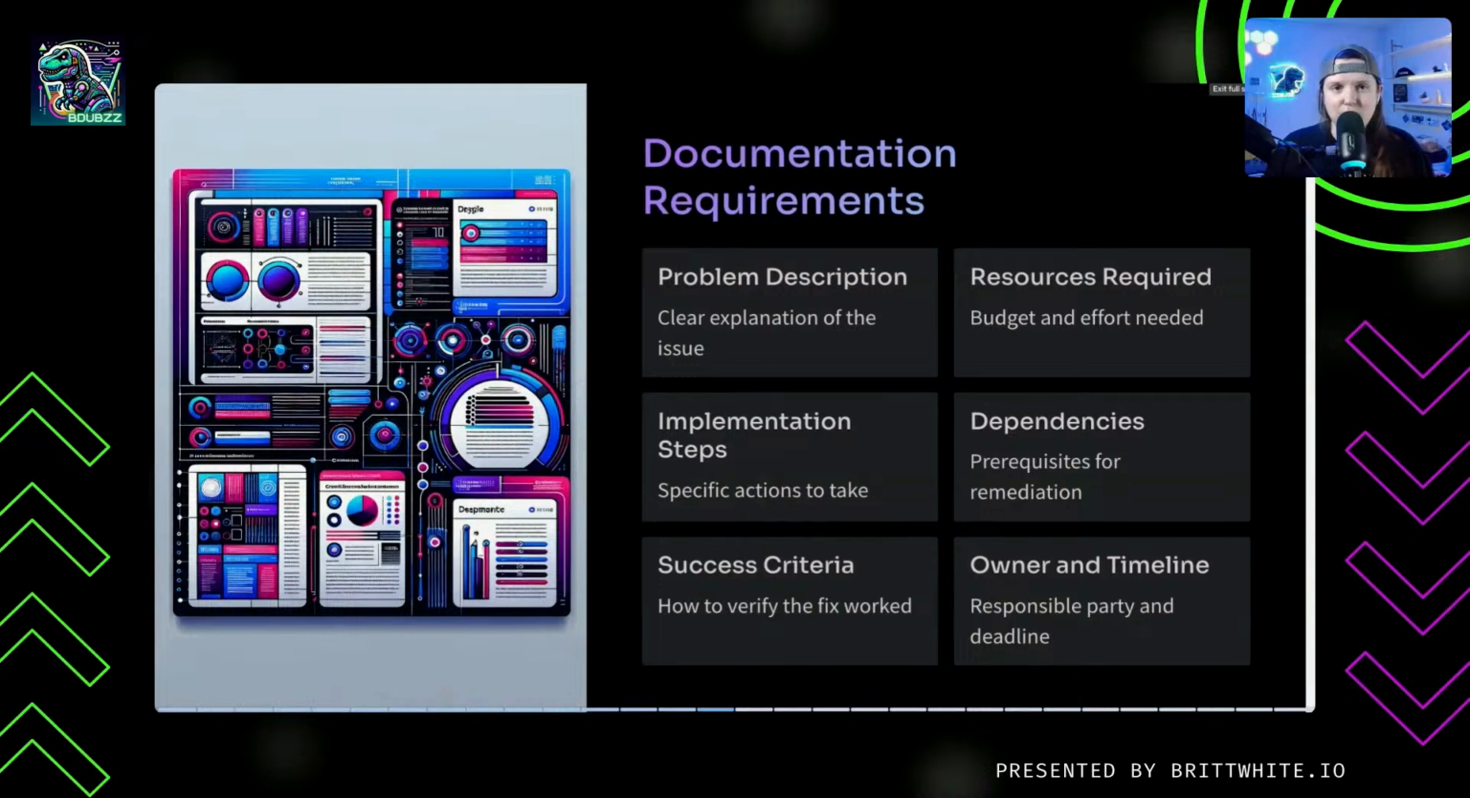Success criteria is important. How will we know when we fix the problem? And finally, we assign an owner and a timeline. Someone needs to be responsible for making this happen within a specific time frame. For example, if we discover an unpatched critical vulnerability, we'd mark it as critical priority, assign it to the infrastructure team, detail the patch procedure, list testing requirements, and then set a 24-hour completion target.